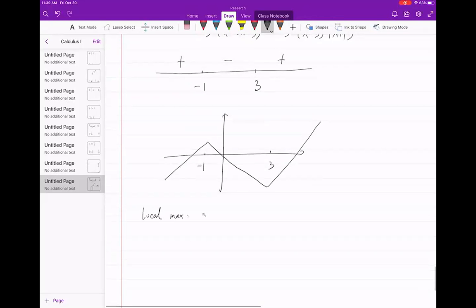Local max here. Local minimum here. Sounds good? All the information from the first derivative, done. Now let's move on to the second derivative.